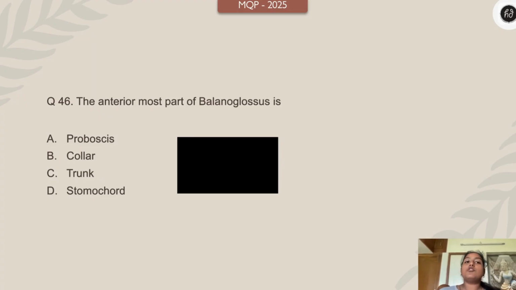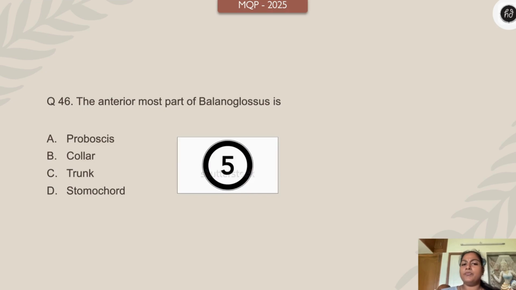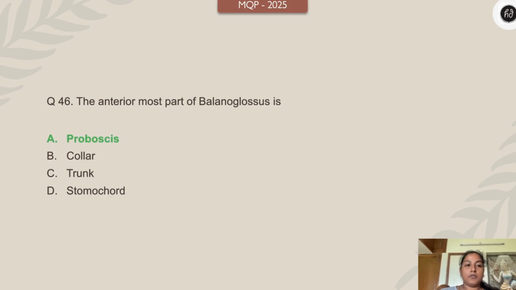Yes, the anterior-most part of Balanoglossus is proboscis, collar, trunk, stomochord. Your time starts 3, 2, 1 right now. This you are learning from grade 9. Yeah, the answer is definitely proboscis.